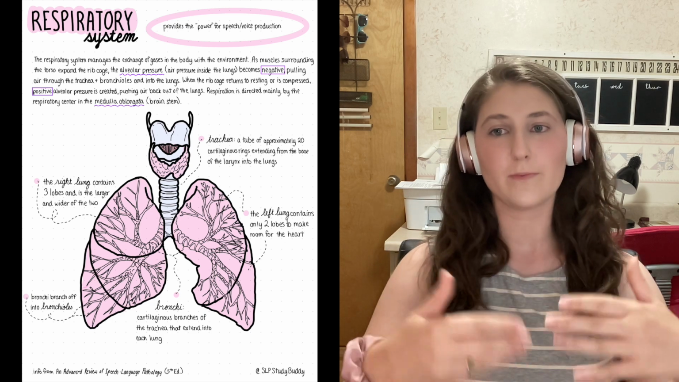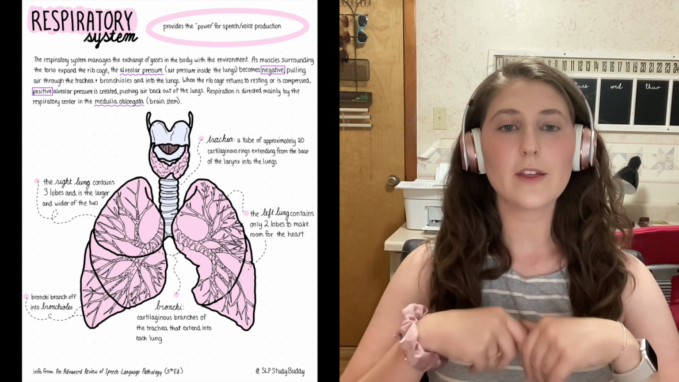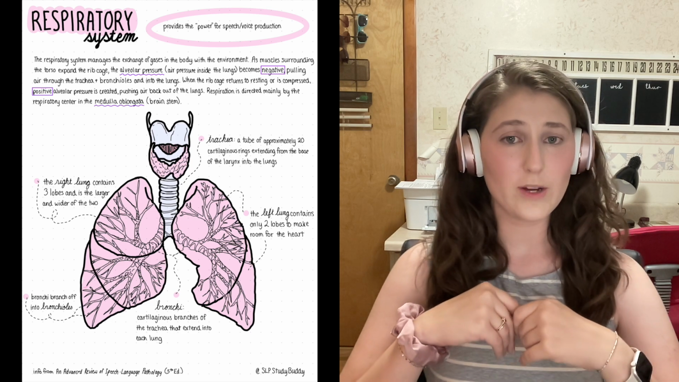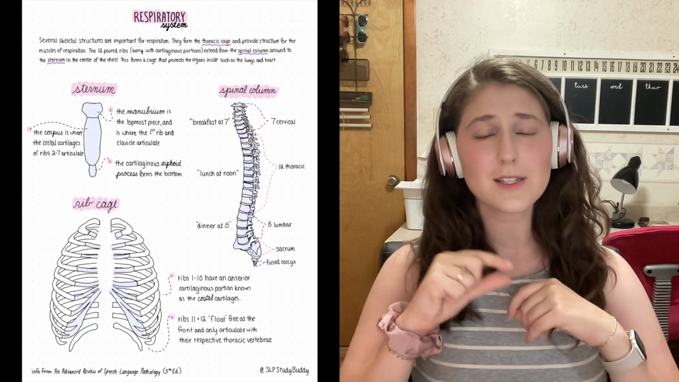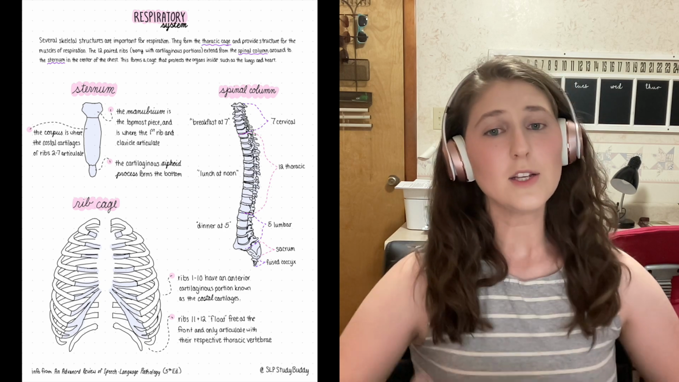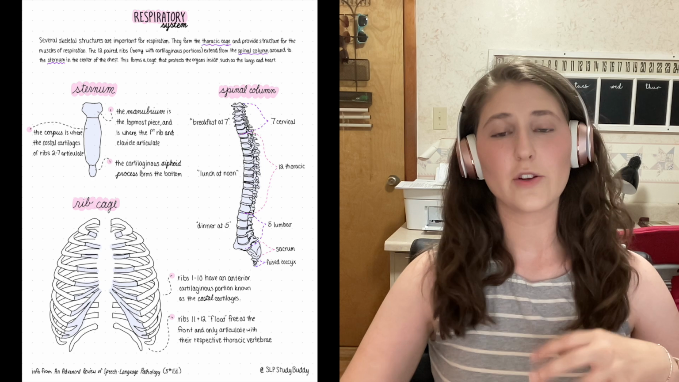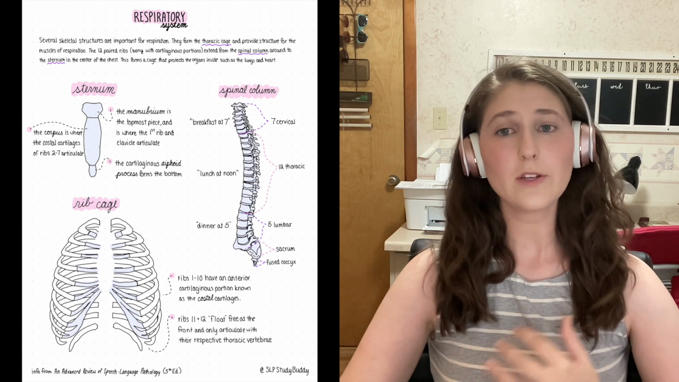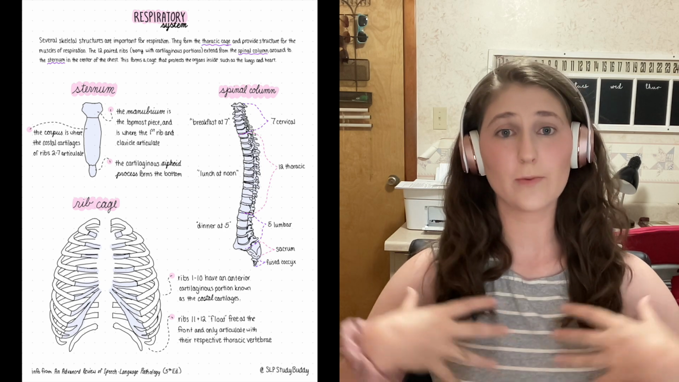Then those branch further and further until they reach the alveoli, which are little air sacs in the lungs that are important for exchanging the carbon dioxide and the oxygen. So the lungs sit inside your thoracic cavity, and they're surrounded by the thoracic cage. So that's your rib cage.